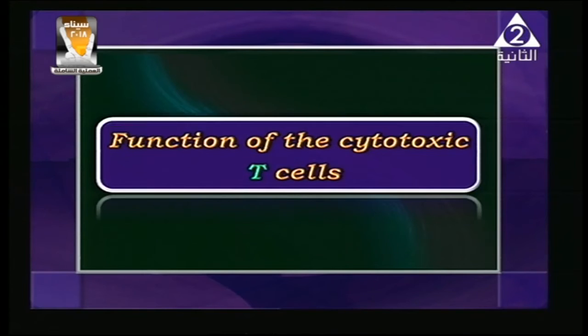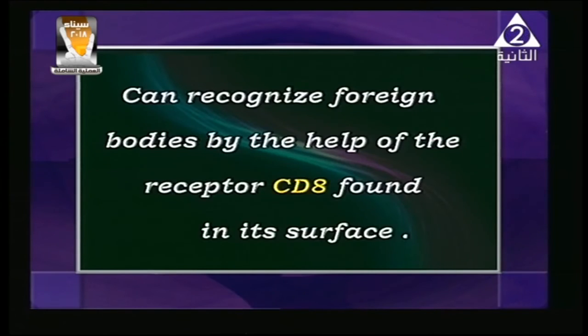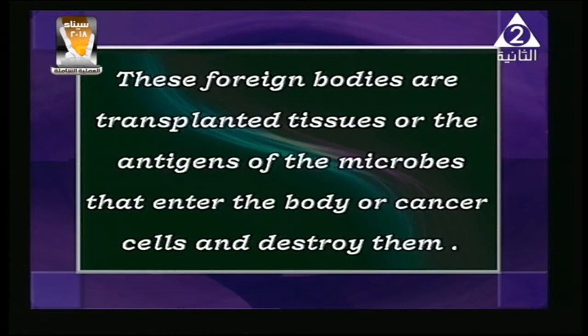Well, after that, the function of the cytotoxic T cells. Their function is restricted in two ways. They can recognize foreign bodies with the help of the receptor cluster of differentiation 8 found on their surface. These foreign bodies are transplanted tissues, the antigens of microbes that enter the body, or cancer cells, and they can destroy them from the body.